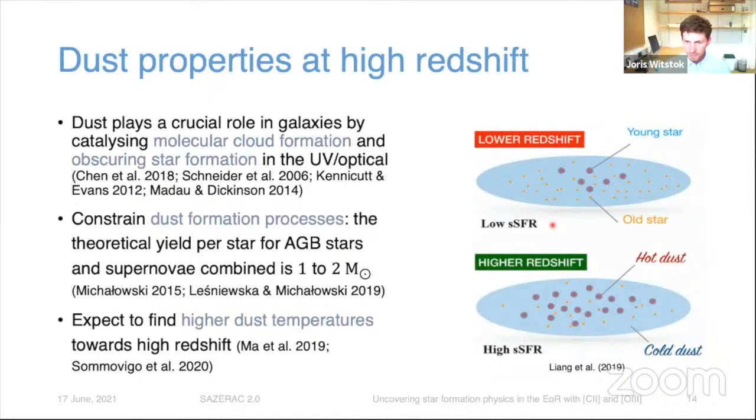And secondly, what we also expect to see, which we've already heard about, is higher dust temperatures. This just comes down to higher specific star formation rates, where if you have more massive stars heating up their surrounding dust, then the hot dust becomes the more dominant component of the whole system.